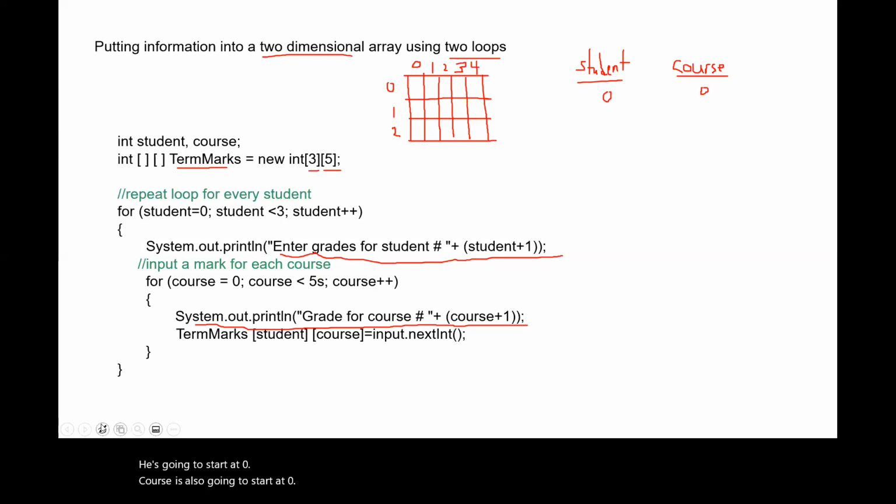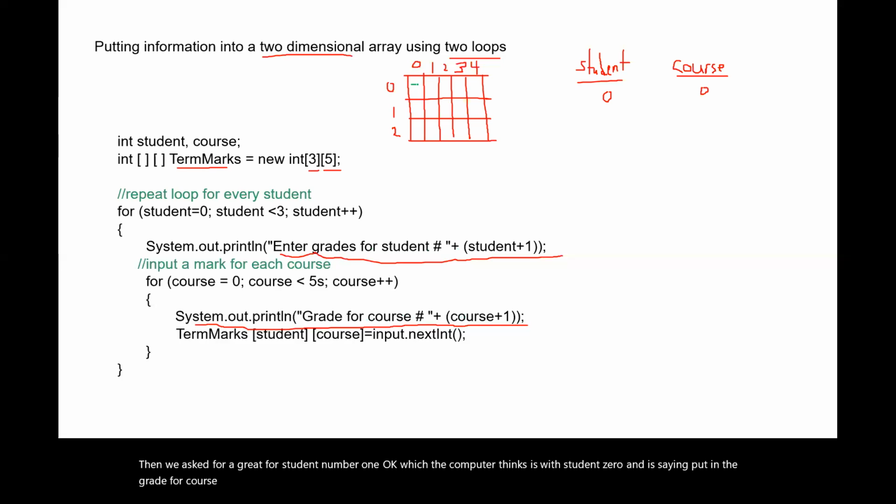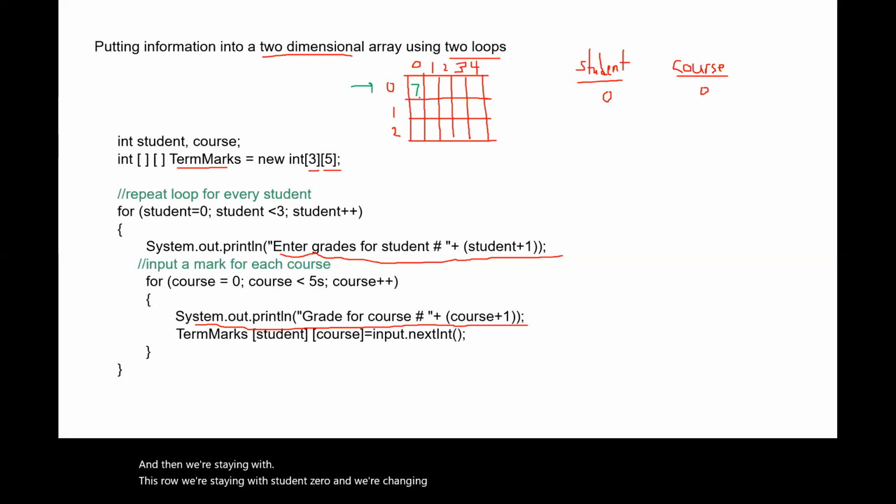Okay, then what happens? Then we ask for a grade for student number 1, which the computer thinks is student 0, and it's saying put in the grade for course 1. So let's say the grade for that one is 7. Then we're staying with this row, with student 0, and we're changing all the courses. So student 0 has a 7, a 1, a 5, a 6, and a 3.